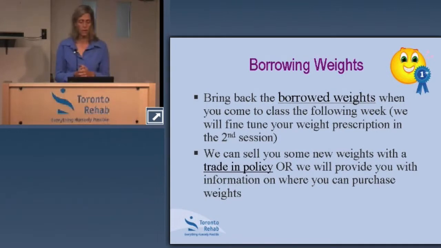strength and endurance. So after that second session, we can sell you the weights here, or you can purchase weights at another fitness facility. When you're ready to increase your weight, so you're ready to progress on, you can bring in the weights that you no longer need, trade them in for the heavier weight, and just pay the difference.